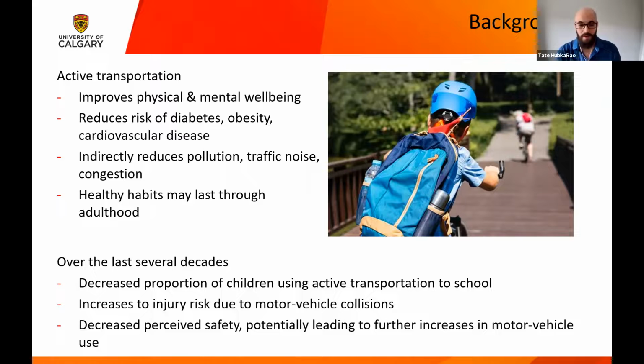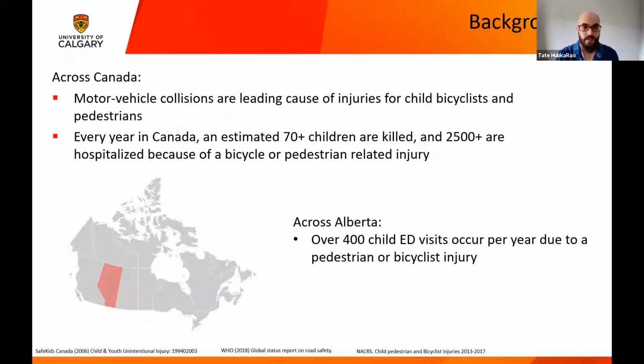So, as I'm sure many of you are aware, active transportation, including walking and bicycling, can greatly improve the physical and mental health of individuals while reducing the risk of cardiovascular diseases. Further, it can have indirect influences on our environment as a whole. Unfortunately, the proportion of children using active transportation to school has decreased substantially over the last few decades, while travel by motor vehicle has increased. This may have increased both the actual and perceived risk of injury to children during active transportation.